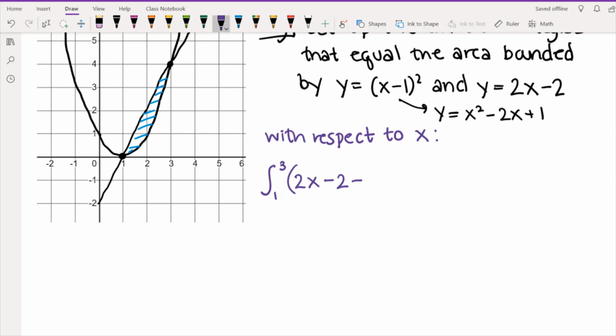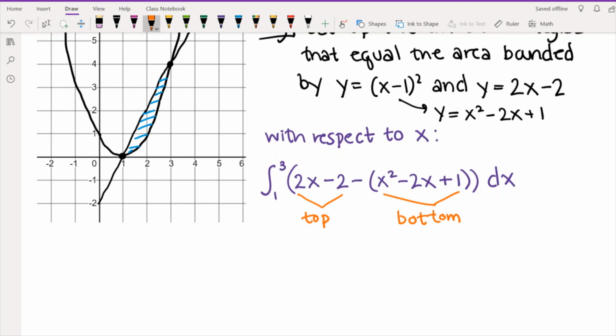You could leave it like x minus 1 squared, but then you would want to use a u substitution to actually evaluate the integral. And I think that just makes things honestly a little bit more complicated. So it would be like this. So this would be the top function. Maybe I'll just make a note of that here. So this is our top function, and this is our bottom function.